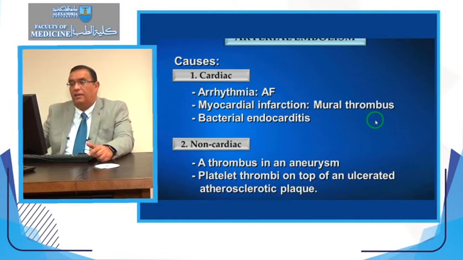So collectively, arterial embolism could be from cardiac causes: arrhythmia, atrial fibrillation, myocardial infarction with mural thrombus, bacterial endocarditis; or non-cardiac causes like thrombus in an aneurysm, or platelet thrombi on top of an ulcerated atheromatous plaque on atherosclerotic vessels.